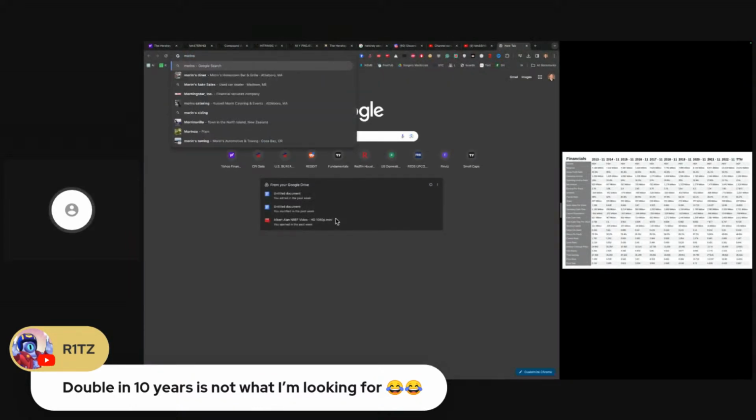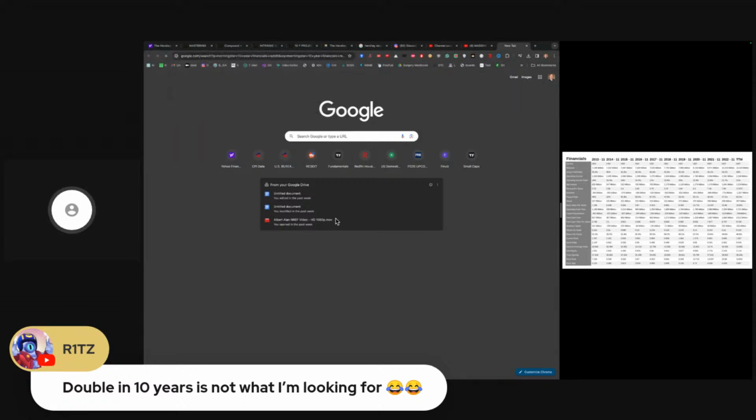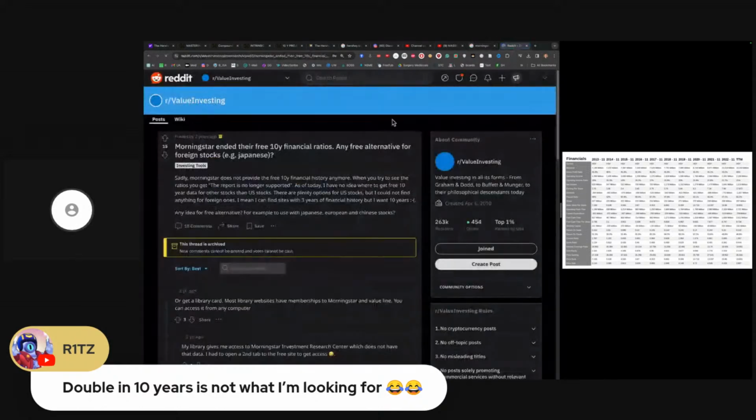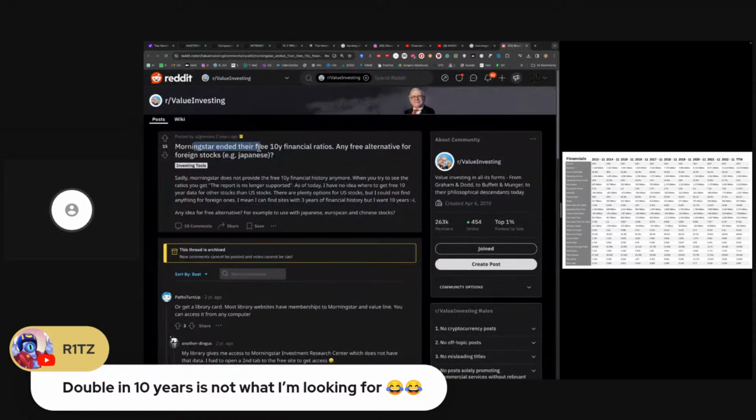Morningstar, watch this. Morningstar 10-year financials, and go to Reddit. I'm sure someone talked about it here. Look at this. Here, this is a page. Morningstar ended their 10-year financial ratios, any free alternatives for foreign stocks or whatever.